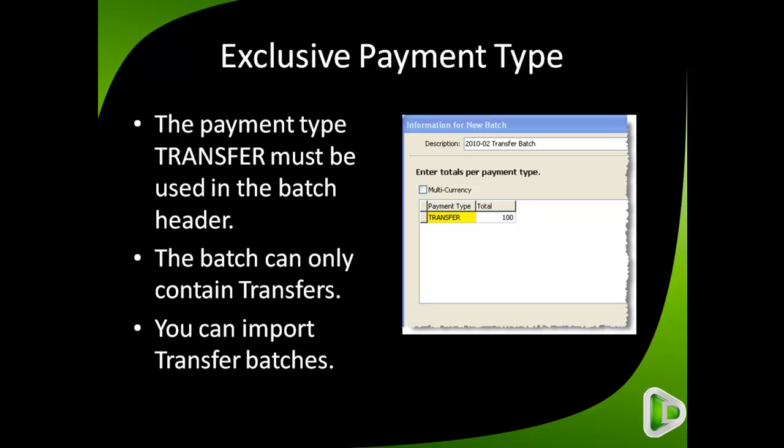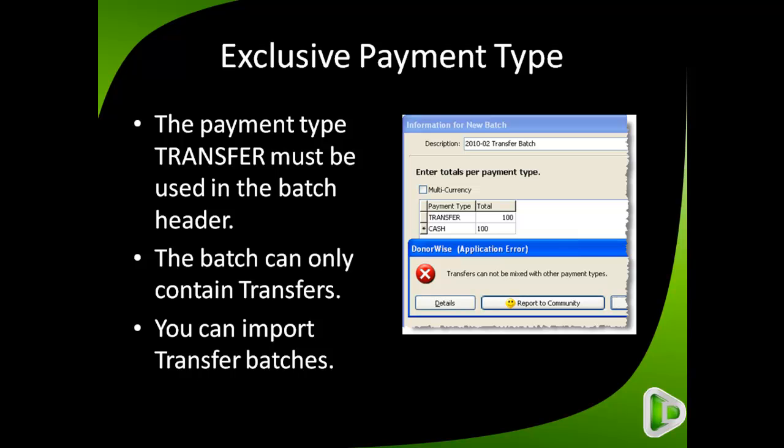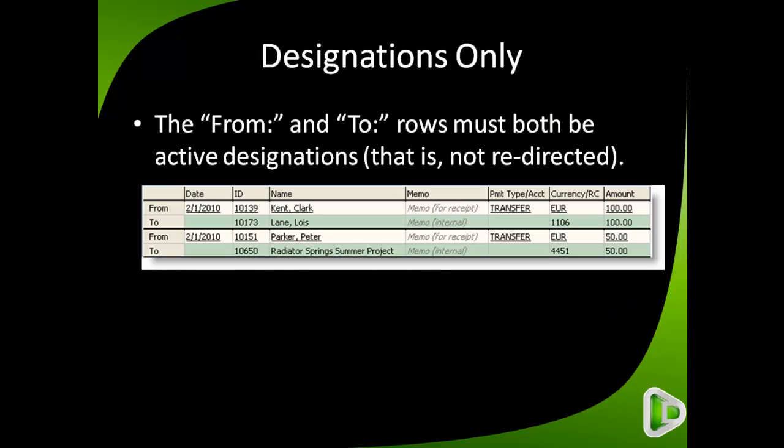Number two, the batch can only contain transfers. If you try to mix it with another payment type, you're going to receive an error that it cannot be mixed. You can also import batches, which I'll touch on in a moment. When you're doing a transfer batch, both the from and to rows must be active designations. They're not redirected.